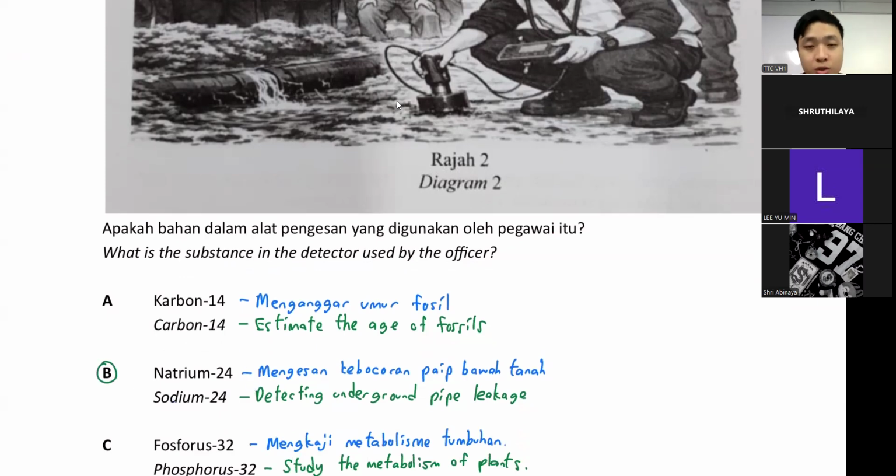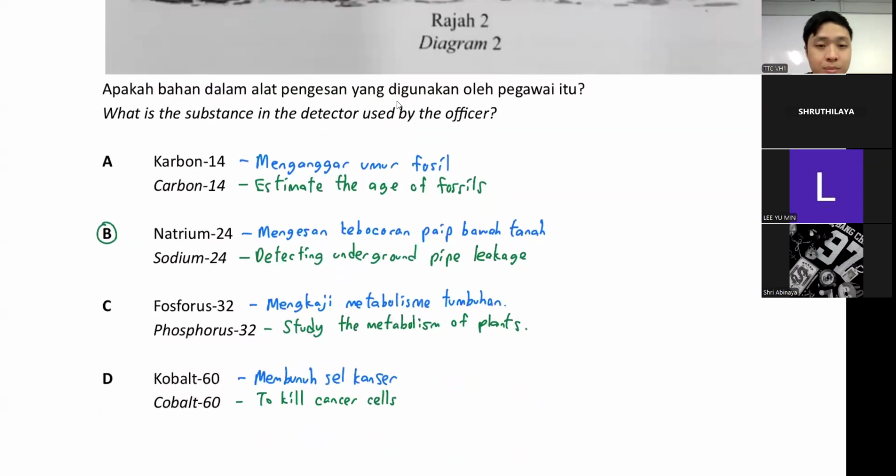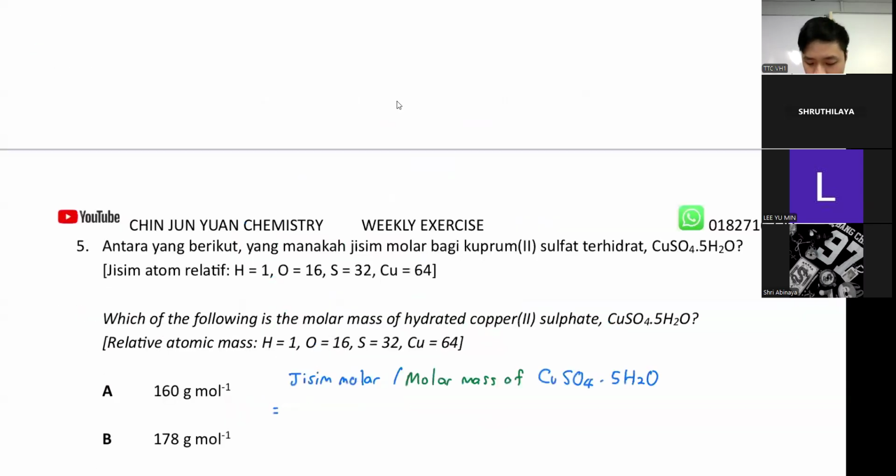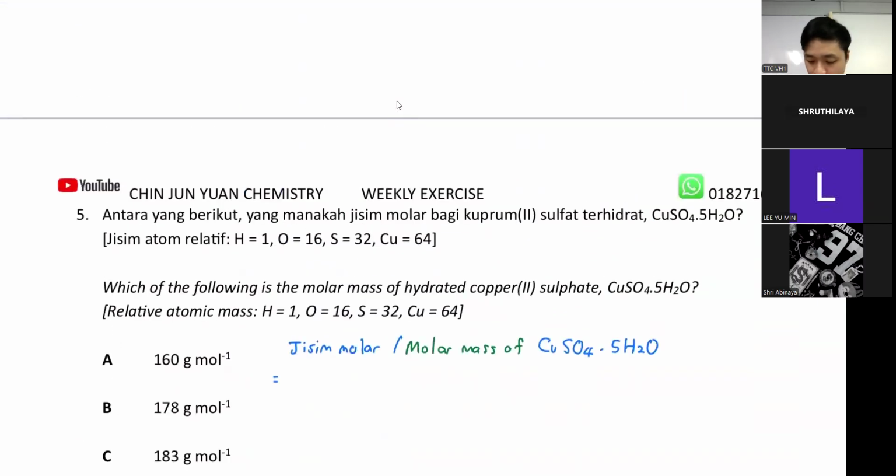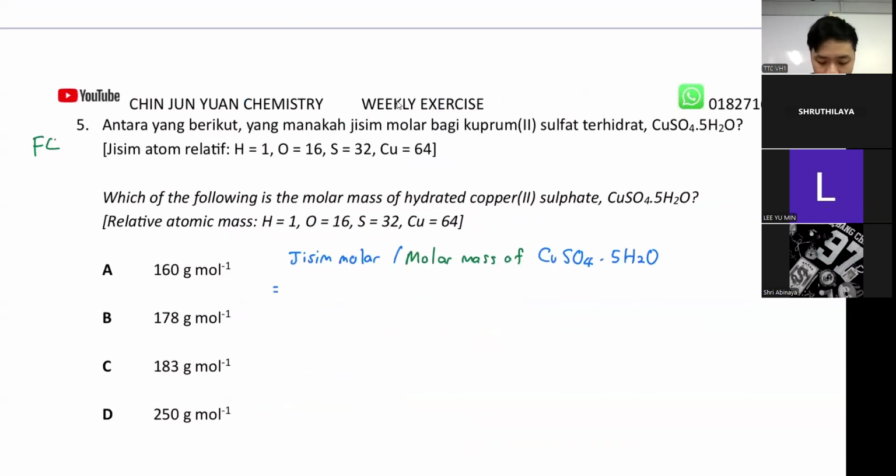This is the uses of the isotope, okay? Of course, you can look through the other uses of isotopes: copper 60, iodine 131, phosphorus 32, carbon 14. These are the popular ones. Okay. And then this one is question 5. Form 4, Chapter 3.